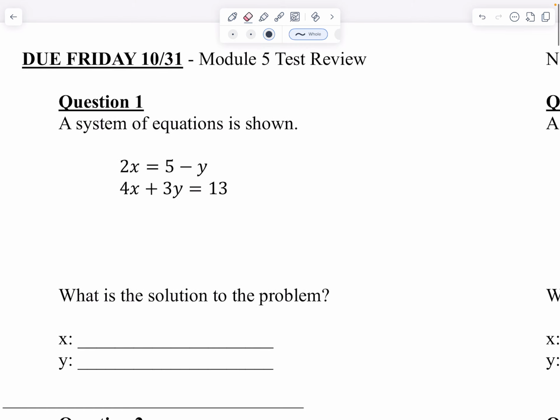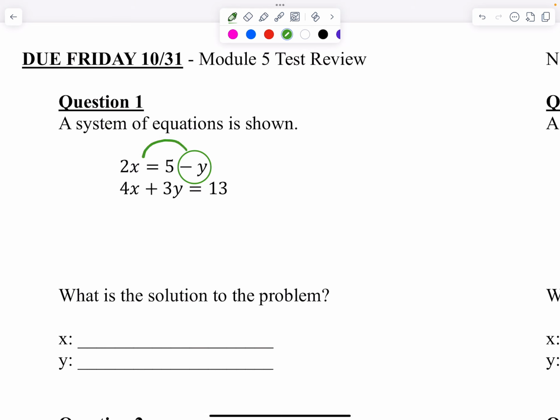I have a system of equations shown here, and I want to find the solution to the problem. Now I've focused on elimination, so I'm going to go ahead and use elimination with this. Although you can use substitution, like I said, I've just emphasized elimination for this unit. Now on this one here, I'm going to have to put them in standard form first. So I'm going to have to move this negative y over to the other side of the equal sign so that my variables are both on the left side of the equal sign.